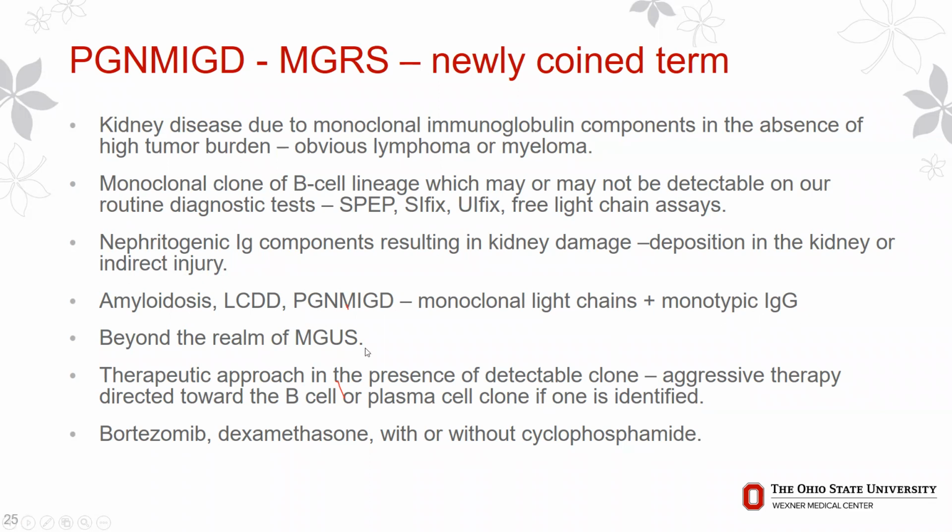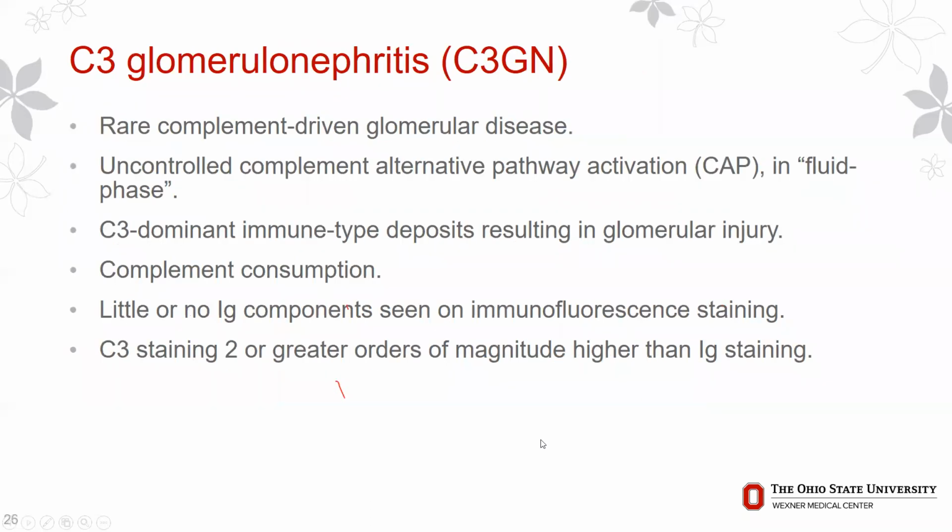So this is no longer MGUS. It's not monoclonal gammopathy of unknown significance. It is monoclonal gammopathy of renal significance. And for these patients, aggressive therapy is warranted against the B cell or plasma cell clone to stop the renal injury. These are the drugs usually used, but of course there are newer and newer drugs on the horizon, and it may depend from institution to institution what drug combinations are used.